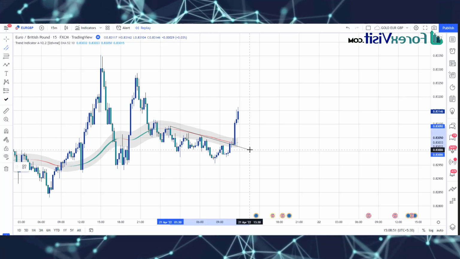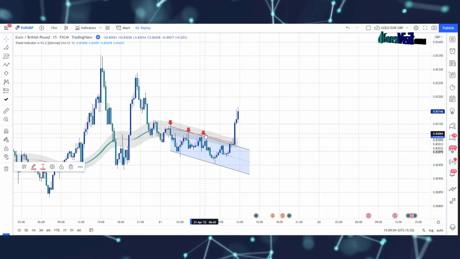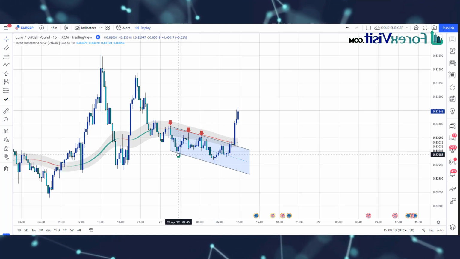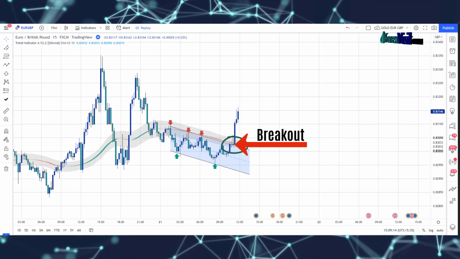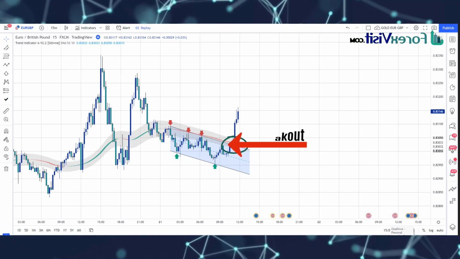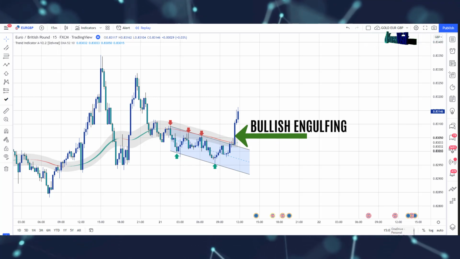We will draw channel price. Market is following channel price. Here you will see that candle breaks the trend line and zone area above direction. And we got engulfing candle along with bullish candle confirmation.